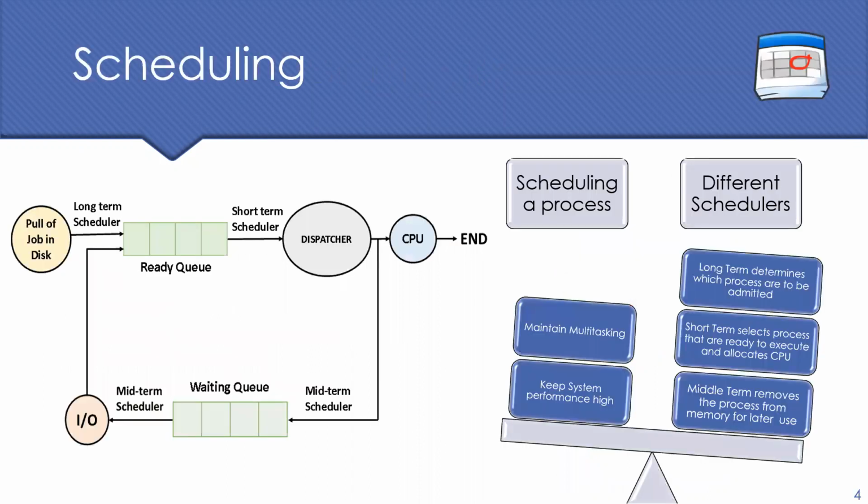So let's see what is scheduling. CPU scheduling is basically scheduling a process to maintain multitasking and keep the system performance high. As you can see in the diagram, there are three types of schedulers. The long-term scheduler, beside the ready queue, determines which processes are to be admitted. Next is the short-term scheduler, which selects processes that are ready to execute and allocates the CPU. And the mid-term scheduler, beside the waiting queue, removes the process from memory for later use.